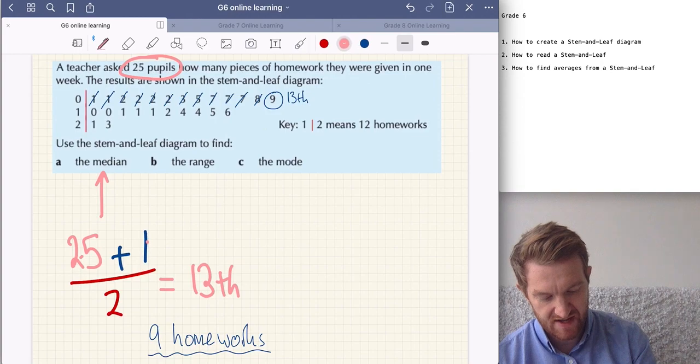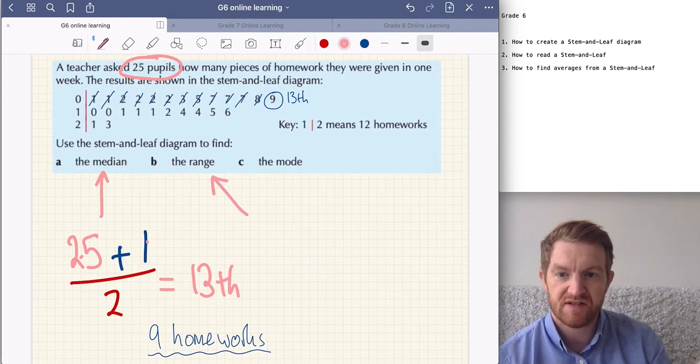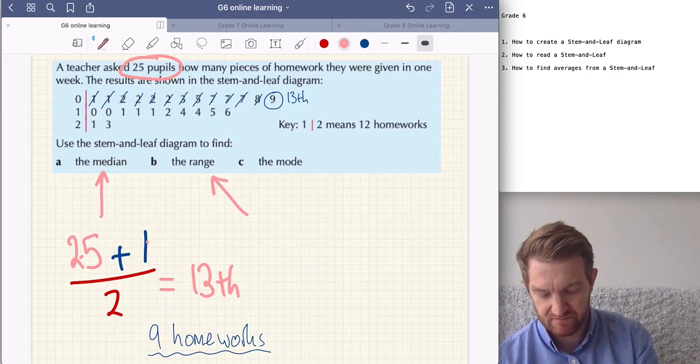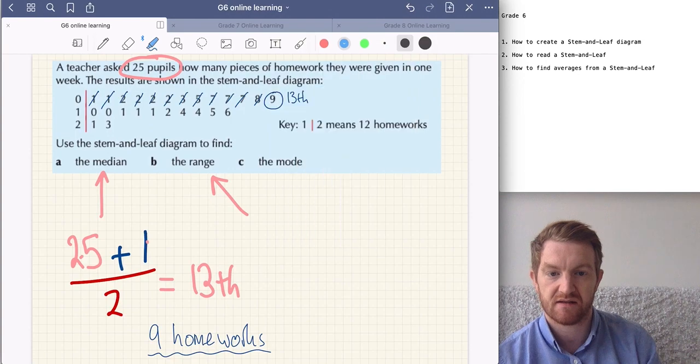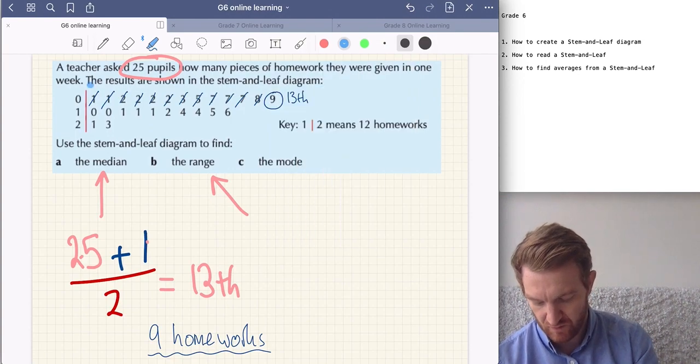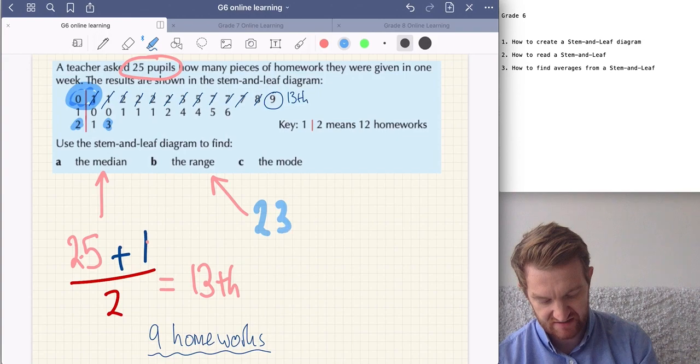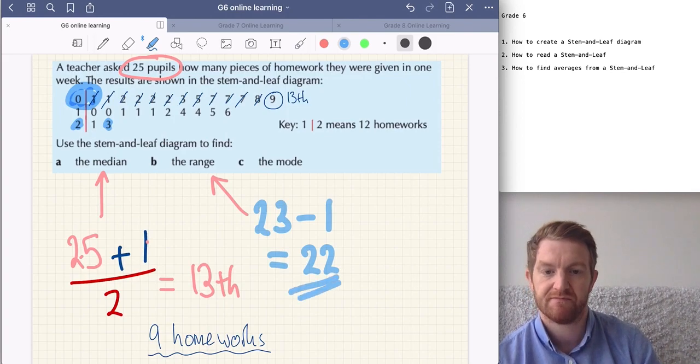Next, let's do the range. The range we know is the biggest minus the smallest. Let's highlight them in blue maybe. That sounds like a nice colour. So we know 1 is the smallest and 23 is the biggest. So 23 is the biggest, 1 is the smallest, 22 is the range.